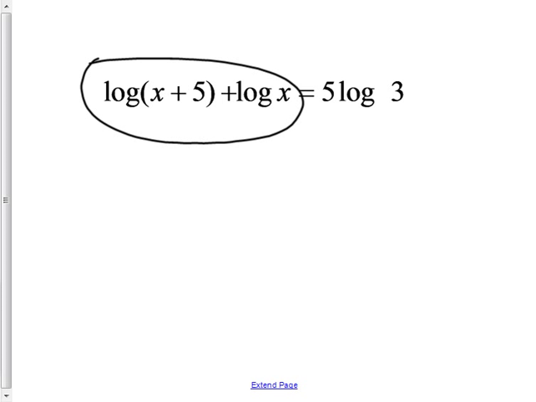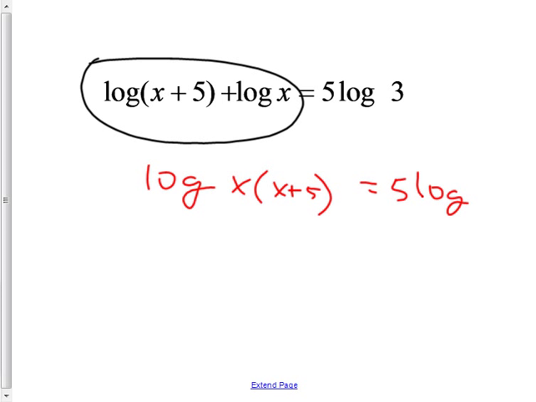So one of the first things we learned about logs was that you can compress them together, make it into a single log. And when it's an add, it compresses down to a multiply. X times x plus 5. This is bothering me because I really want to get those logs to just cancel because there's one on each side. Why can't I cancel them right now? Because of that 5. So how do I fix that 5?